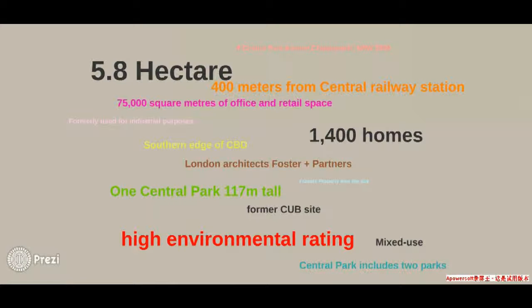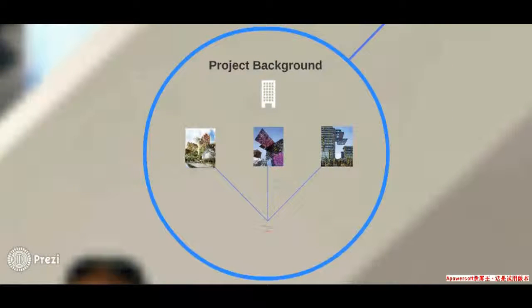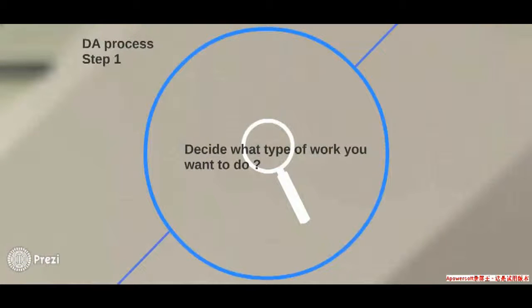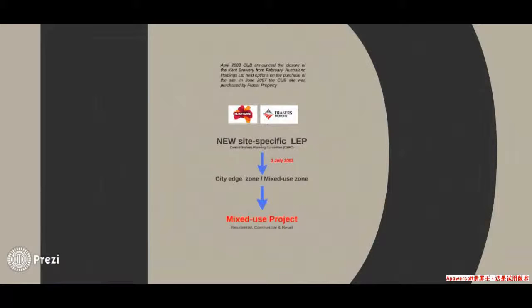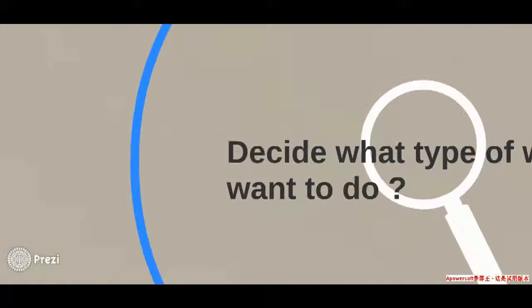A major new park and a multi-level shopping center have now been completed. In the early stage of the DA process, the developer has to decide what type of work they want to do. The LEP described the existing zoning of the site as a city edge zone. While the city edge zone was an unrestricted mixed-use zone, with all uses permissible with consent, Australand Limited proposed a mixed-use project including residential, commercial, and retail.